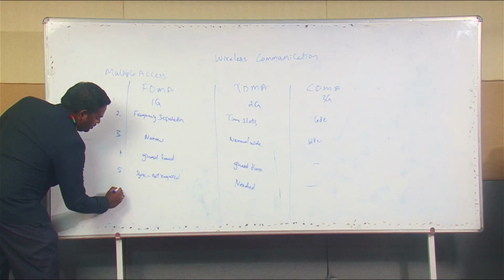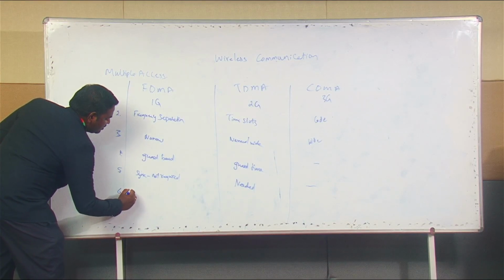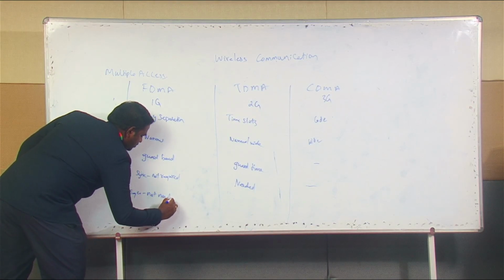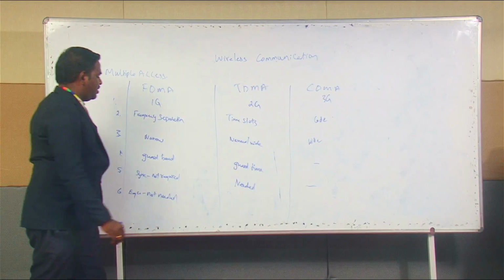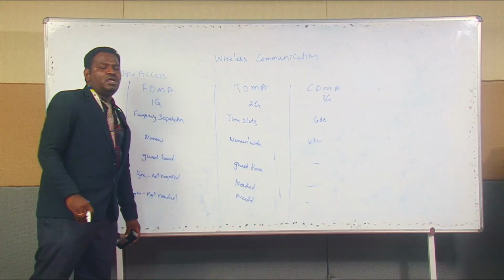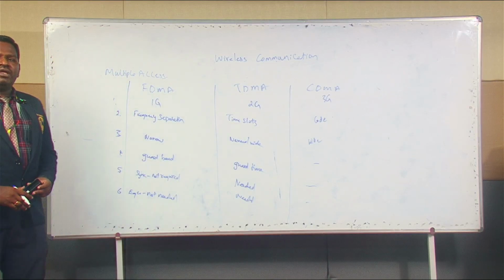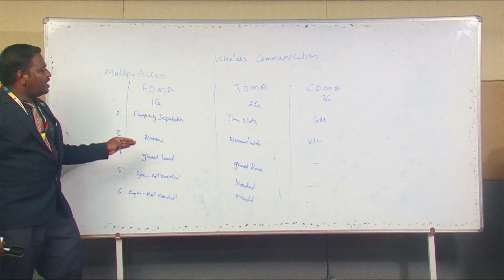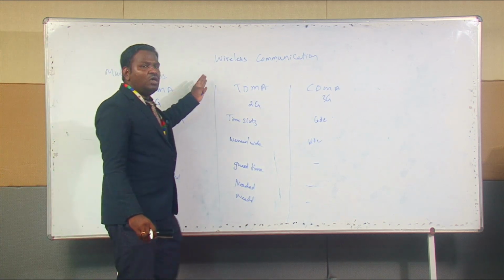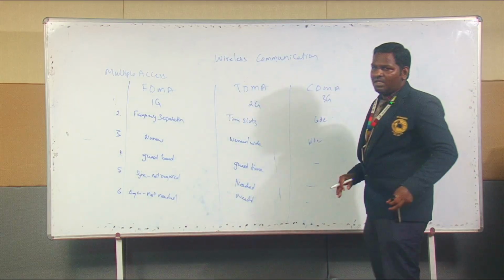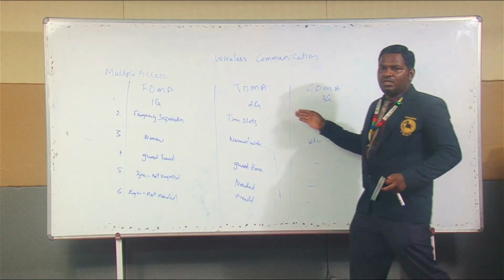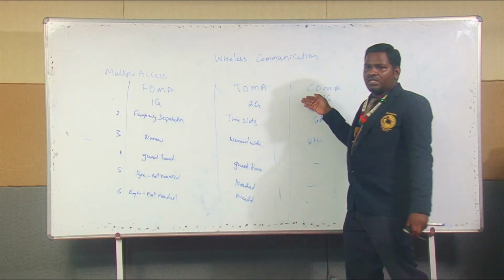Next one is equalization. In FDMA, equalization is not needed, but we need filters for better transmission. In CDMA also, we don't need filters. Apart from this, FDMA belongs to analog communication, TDMA belongs to digital communication, and CDMA belongs to digital communication. So these are the three different multiple access techniques and their differences.